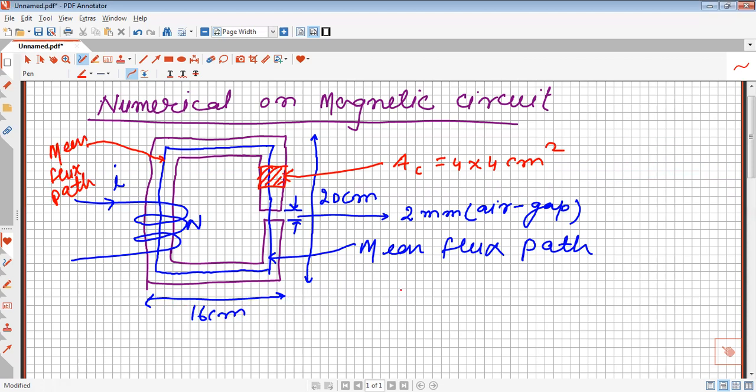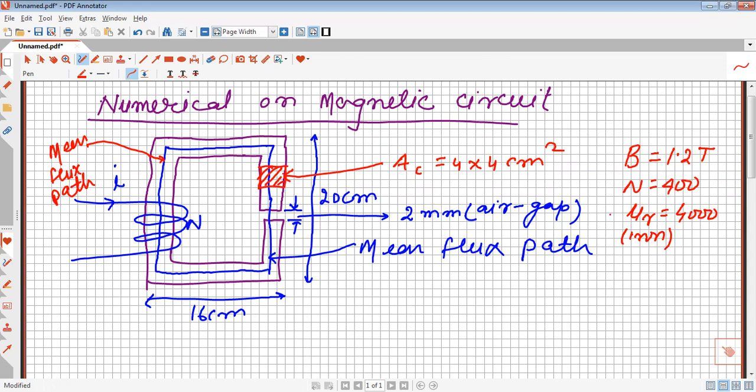So now in the question, it is given that flux density B is 1.2 Tesla, meaning in this core the flux density is given, and the number of turns N is given as 400, and the relative permeability of this material is given as 4000. This is iron material. Relative permeability of iron is given as 4000.